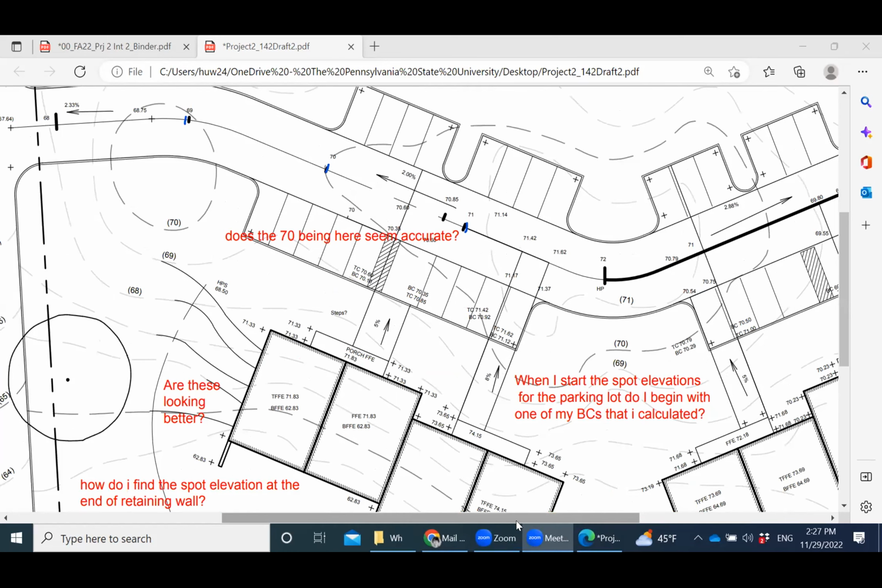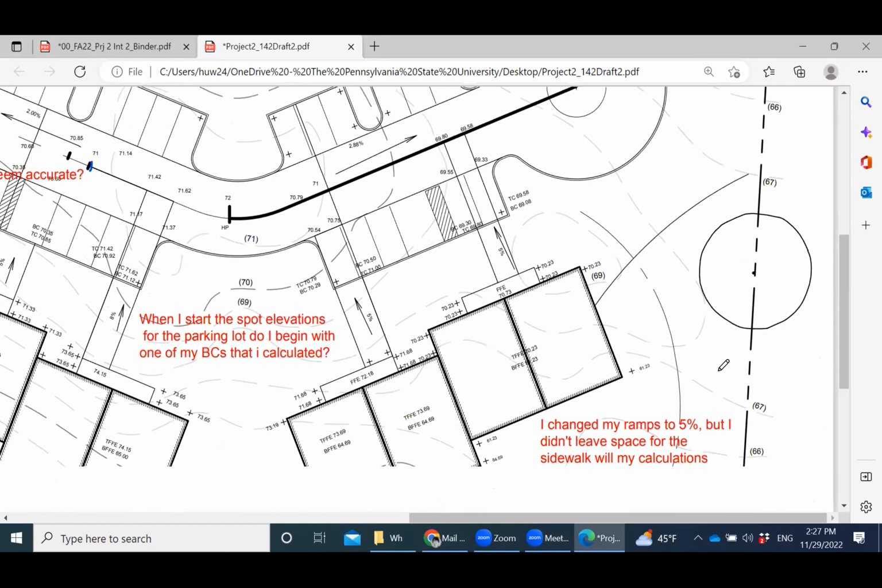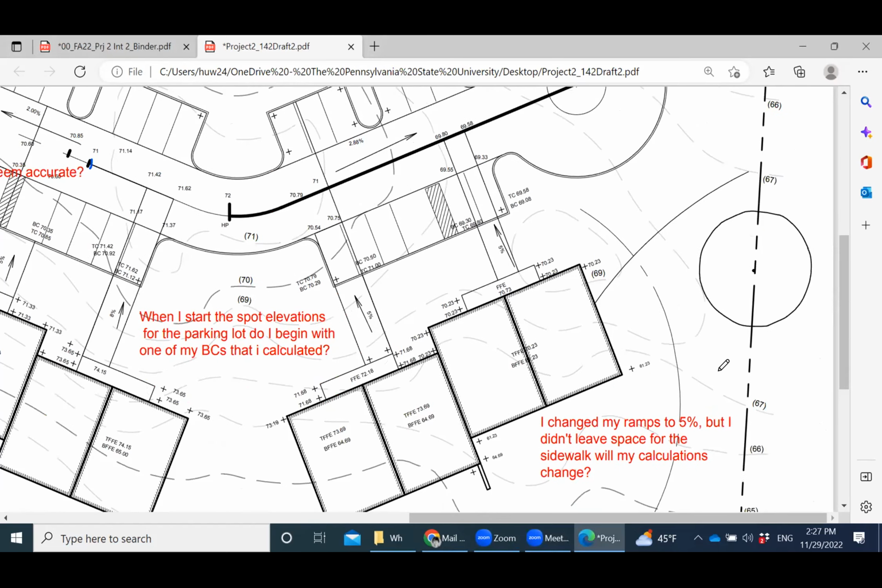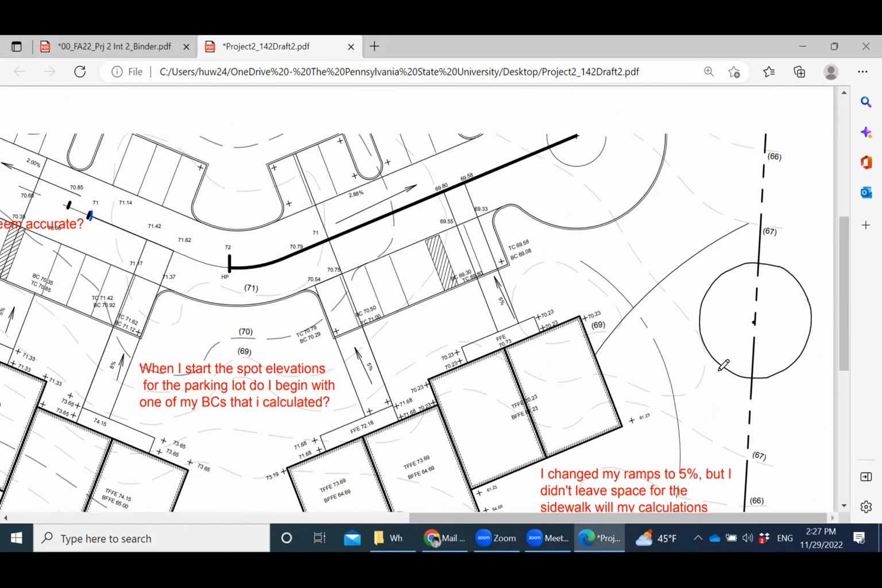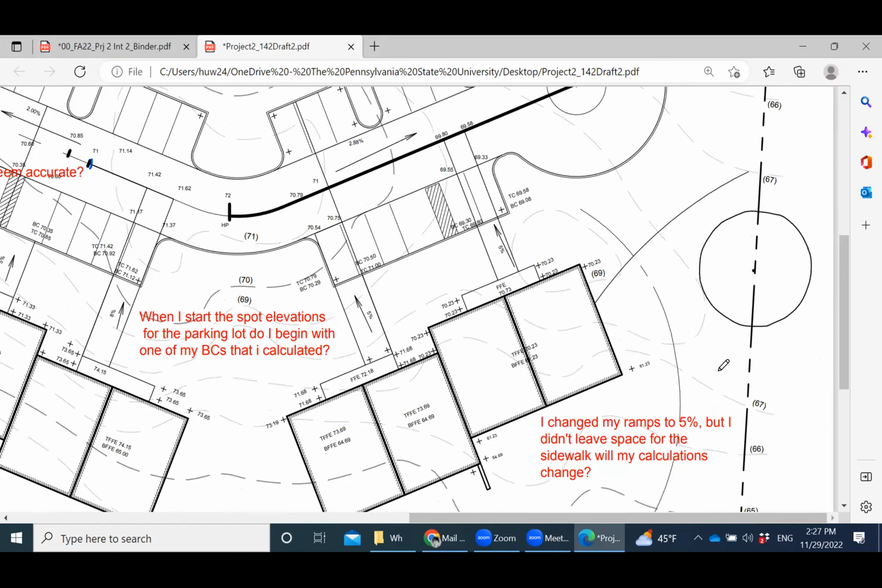Let's talk about this 5% thing here. But I didn't leave space by the sidewalk where my calculations change. I'm not sure exactly. Shorter, meaning that's 69.80.